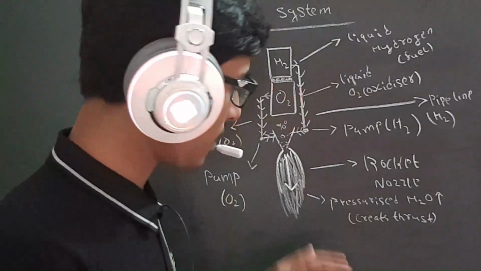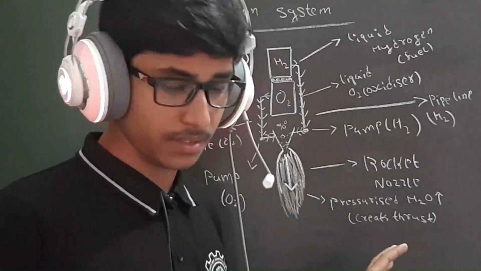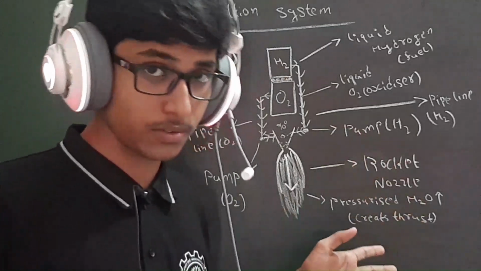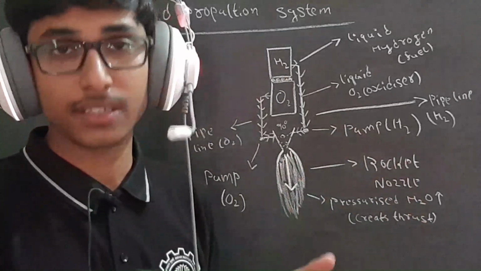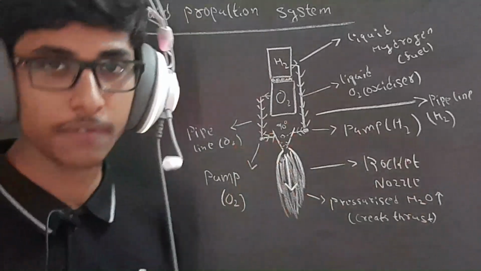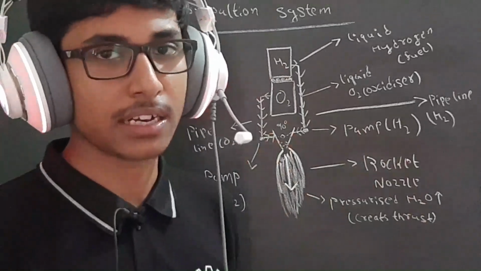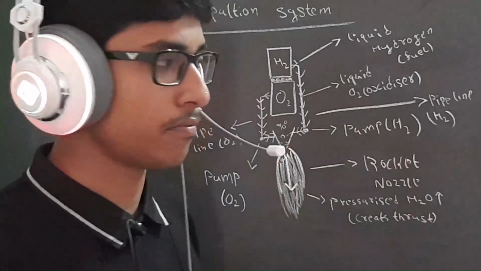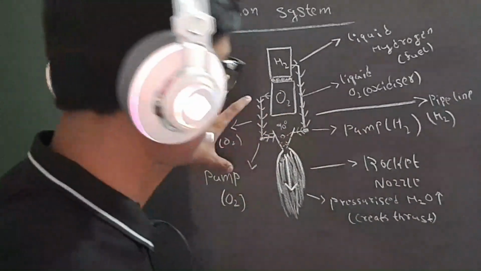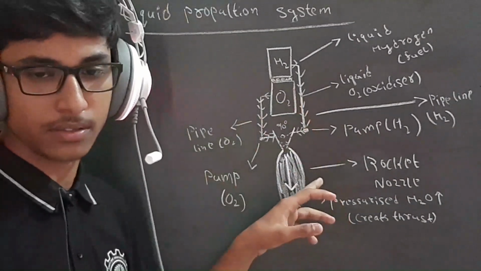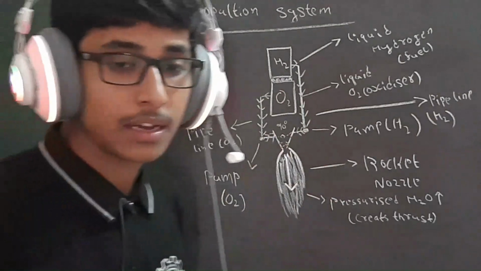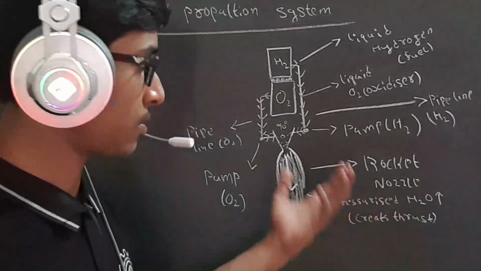There are many aspects regarding liquid propulsion systems, but this is the basic mechanism of how rockets lift themselves into the skies, like the big rockets used in space missions. So these are the basic fundamentals of the liquid propulsion system. And that's all for lecture one.